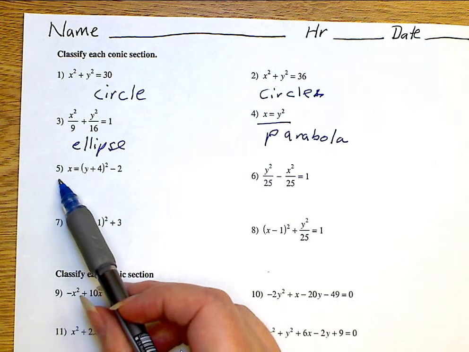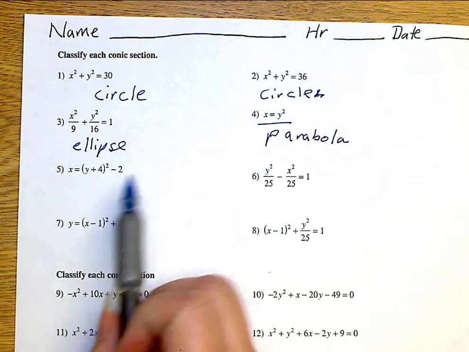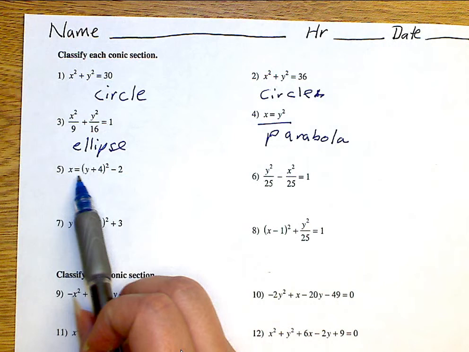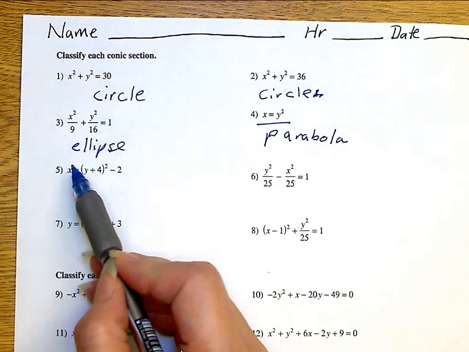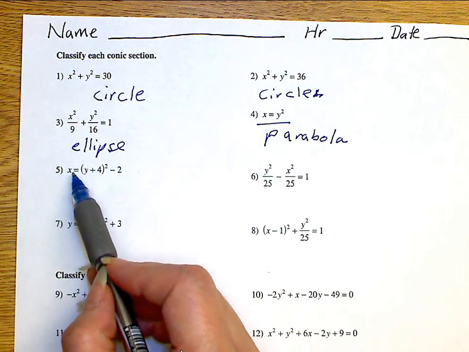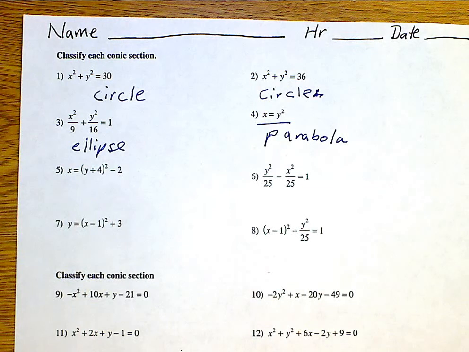Number 5, Nate Z. All right. So first of all, how many squares do we have in 5? We have 1 square. A circle, remember, will have 2 squares. If this would have been a square, yes, it would have been a circle. Actually, because it's on the opposite side, it would have been a hyperbola. But it only has 1 square, so it would be a parabola.